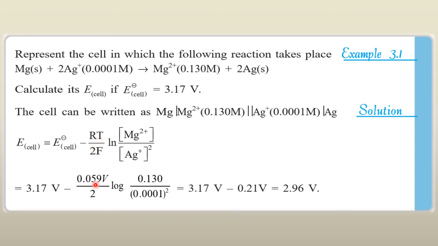Directly you can put the values, that is 0.059 upon 2. This is RT upon F, right? When you substitute the values, RT upon F will give you 0.059. Actually it is giving 0.0592 something, but we are taking 0.059 only. With the help of your log table, which we have already learned in grade 11, we are going to solve these log values. So by solving this complete thing you will get the value 0.21, and we are able to calculate the cell potential of the given cell.